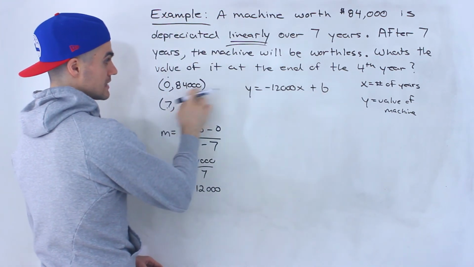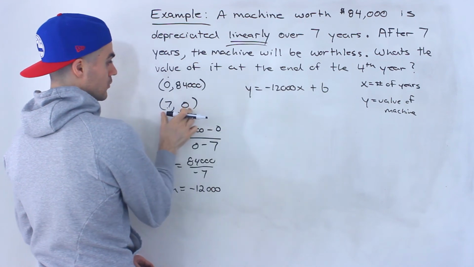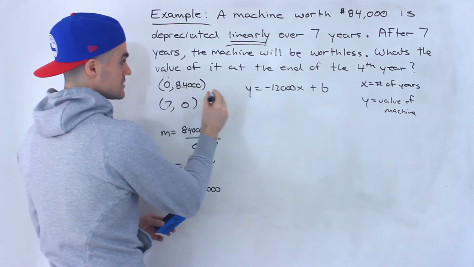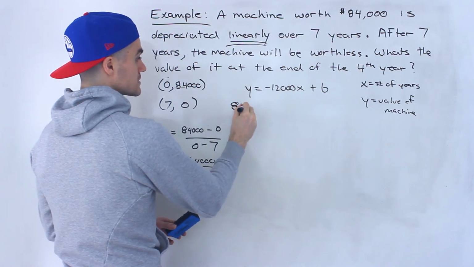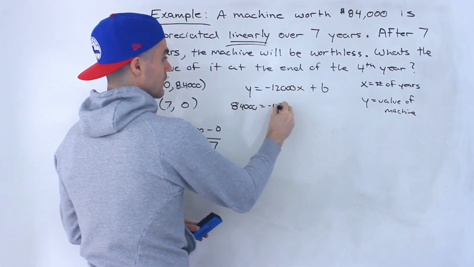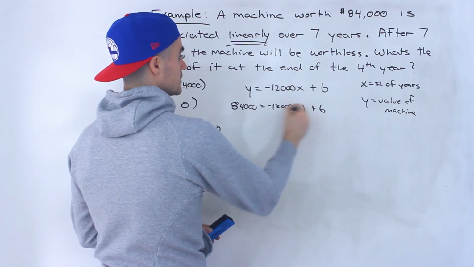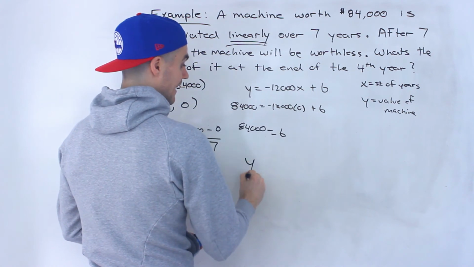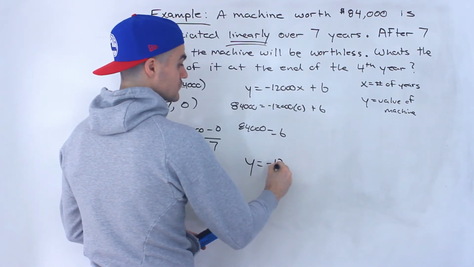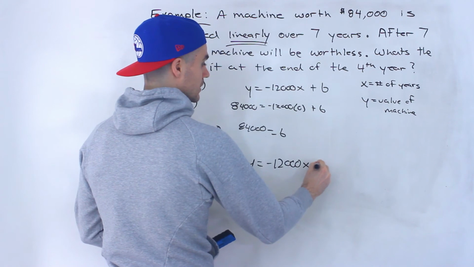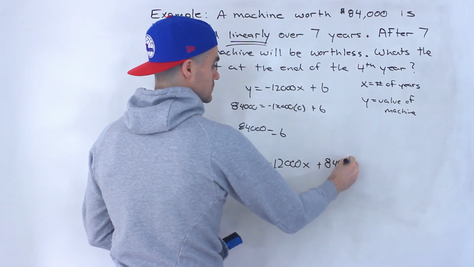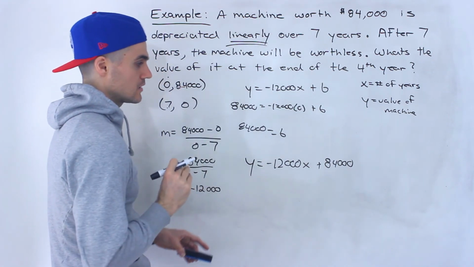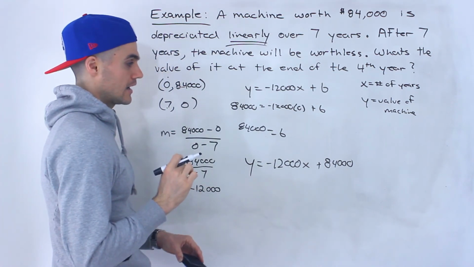Then we could solve for that b value. We could plug in either this point or this point for x and y. We'll get the same b value, it doesn't matter. Let's plug in this point, it's easier, I feel. We'll have 84,000 equals negative 12,000 times 0 plus b. This goes away, so b is 84,000. So the line is y equals negative 12,000 x plus 84,000, which is the same equation that I had when we did it in a more common sense kind of way.